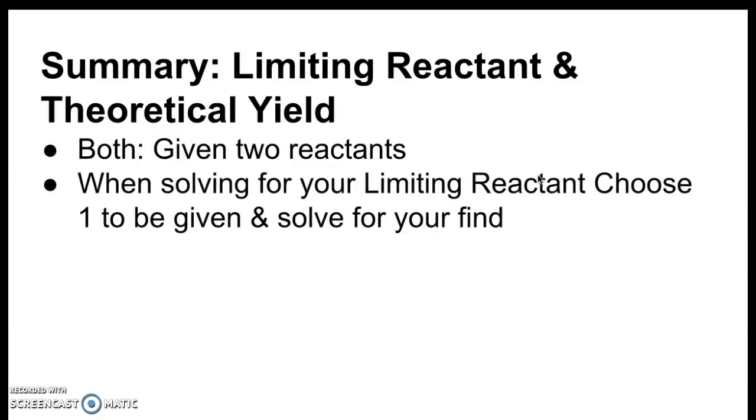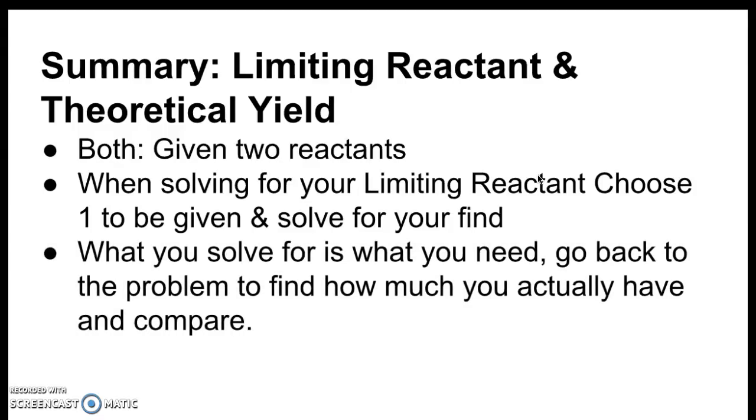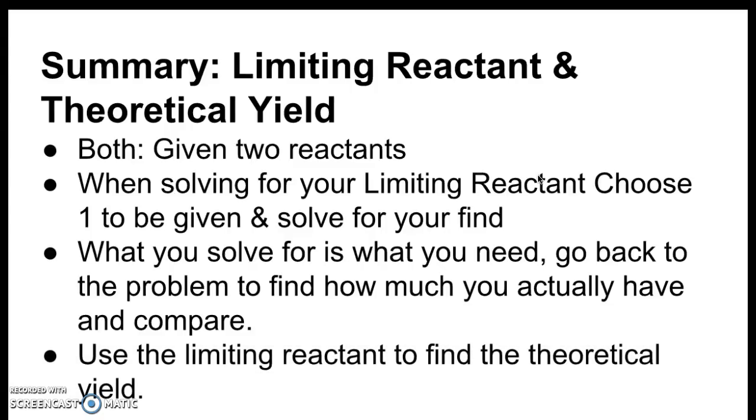When you're solving for a limiting reactant, because you're given the amount of 2 of them, you have to choose one to be the given and the other one you're going to solve for as your find. And it doesn't matter which one you choose. The other key thing is once you solve for your find, it's important to know that that number is what you need. You have to go back to the problem to find out how much you actually have and then compare them. And finally, if it's a theoretical yield problem, you're going to use your limiting, whatever you determine to be your limiting, to help you find your theoretical yield.